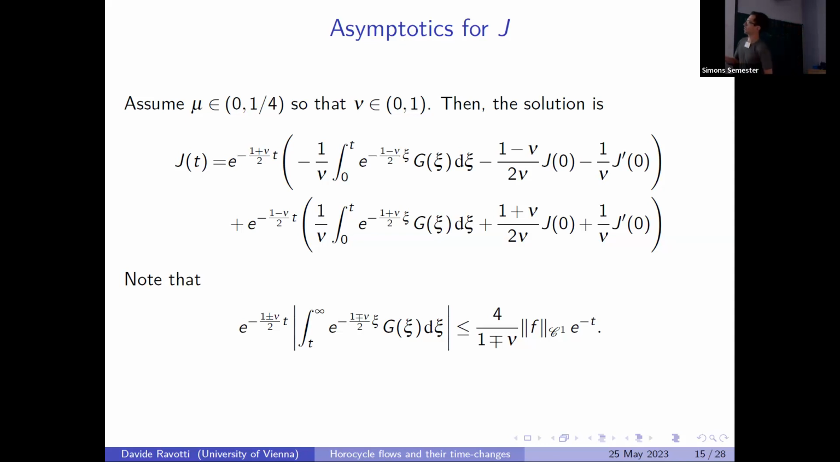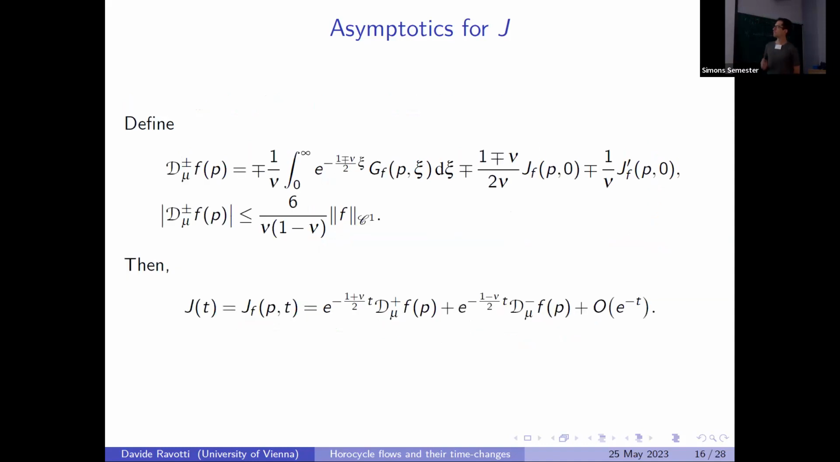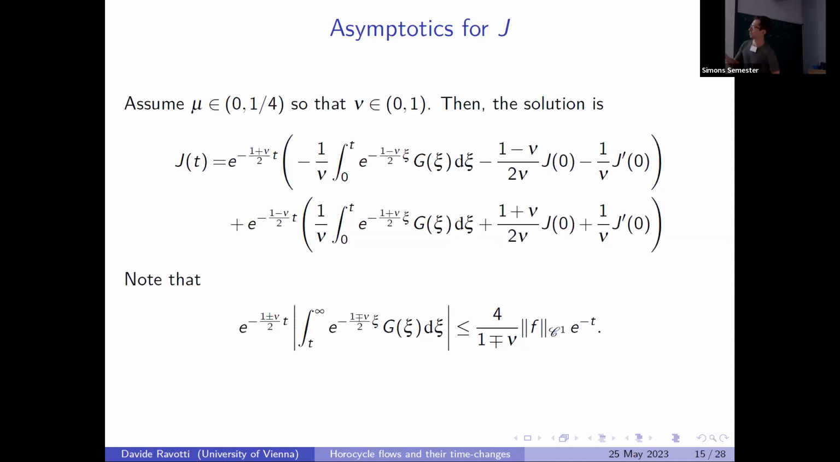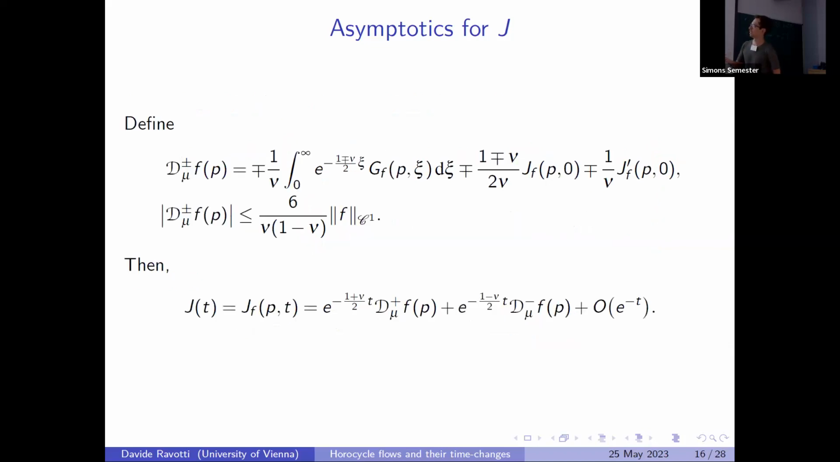So what I can do is, I will give a name to what I find in the brackets once I replace the integral from 0 to t with the integral from 0 to infinity. And I will add an error, which is of size e to the minus t. Maybe this is a bit scary, but what I'm doing here is just giving a name to the term that was appearing in brackets, and I will call it D. I had two terms, one with the sign plus, one with the sign minus. So I have D plus and minus.